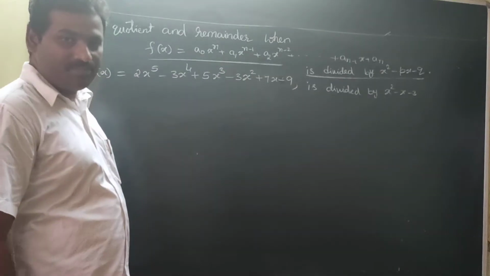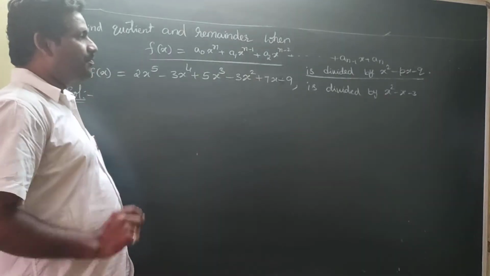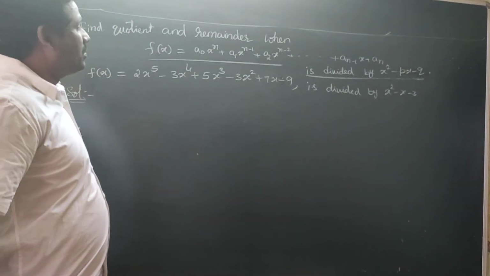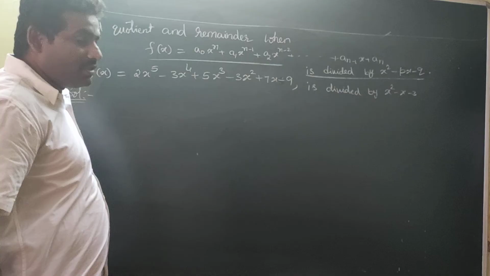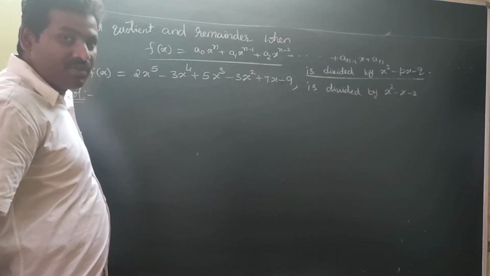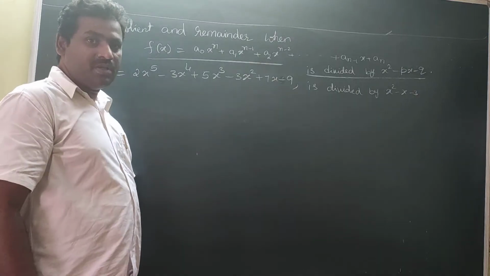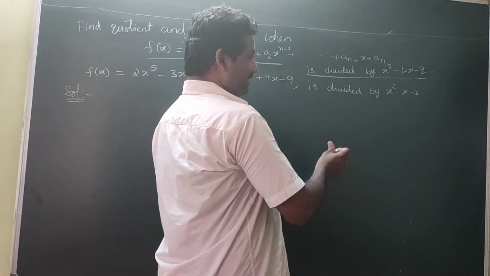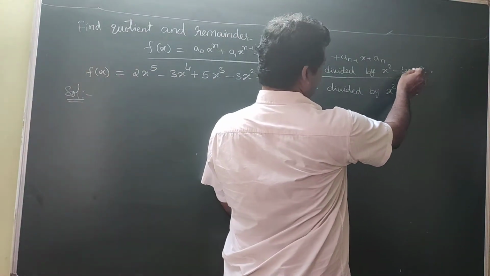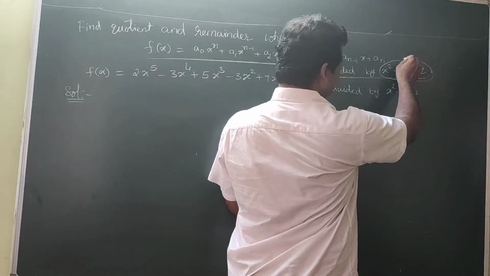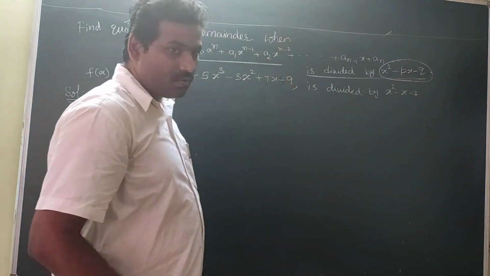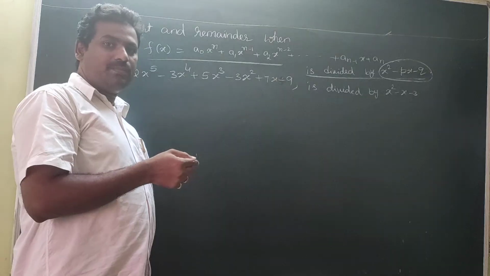Right, students. So this is another method of synthetic division. Here we are finding the quotient and remainder when f of x, a polynomial of degree n, is divided by x square minus px minus q. This is a second degree polynomial. So we are dividing with a second degree polynomial.